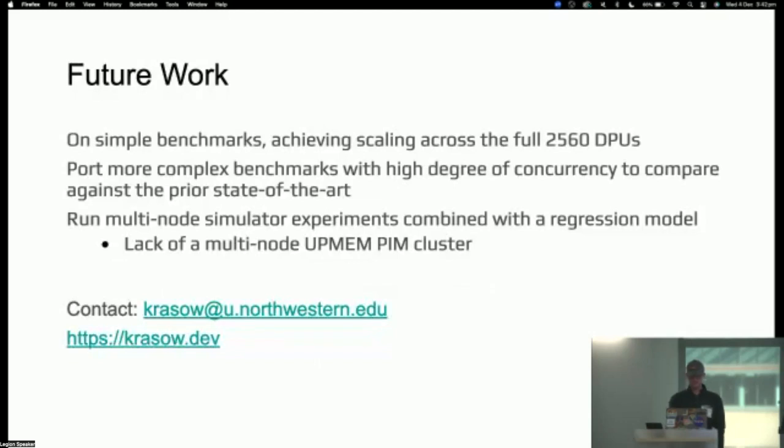Some of the future work is really scaling across a single node, the 2560 DPUs, and then porting more complex benchmarks. And then we want to do multi-node tests. However, there is no multi-node UpMem cluster. They provide a functional simulator, of course, and we could estimate what performance is like on a single node, like how long it takes for a kernel to run. So we could create some sort of regression model that varies selectivity parameters to estimate what it's like to run on a multi-node cluster, because the communication is real, but just the execution of the kernels isn't.